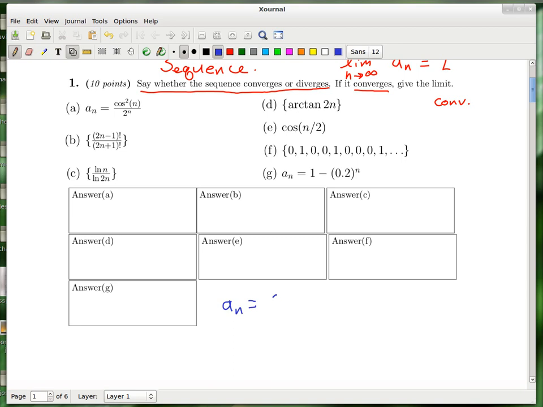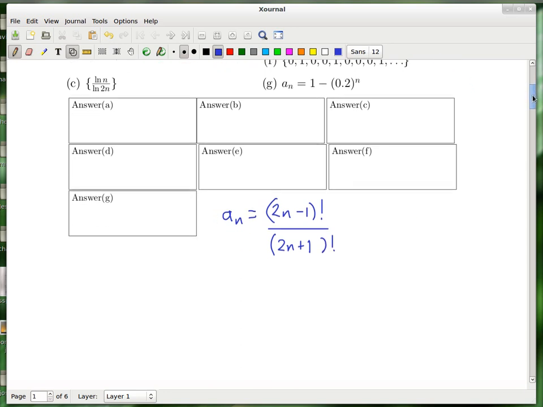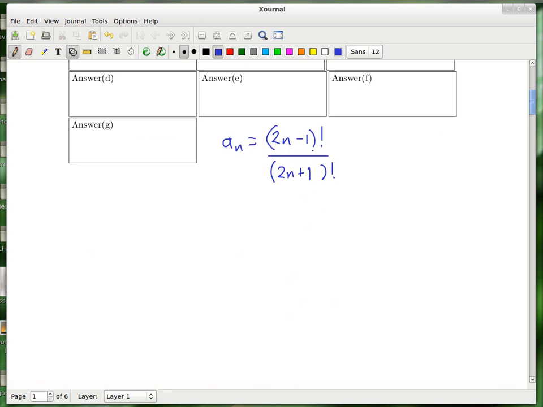So a sub n is equal to (2n minus 1) factorial over (2n plus 1) factorial. And just like the last time, and just like every time, we're going to take the limit here as n goes to infinity. It's going to be a lot easier if we do some simplification first. So you might be asking, how can we simplify this thing?